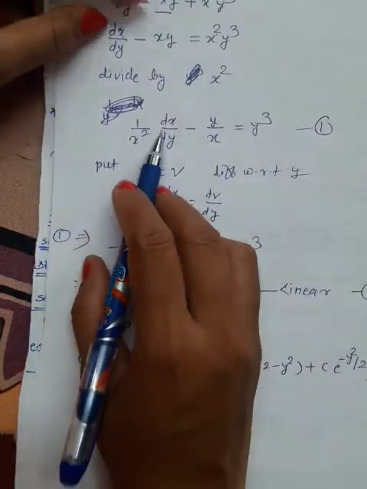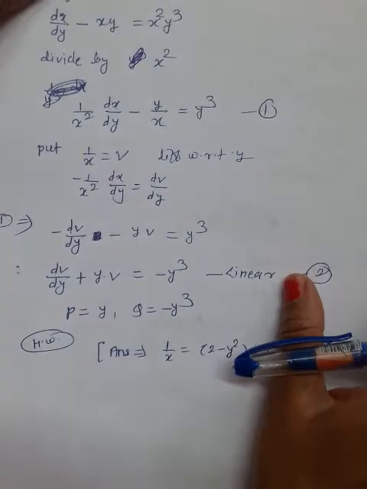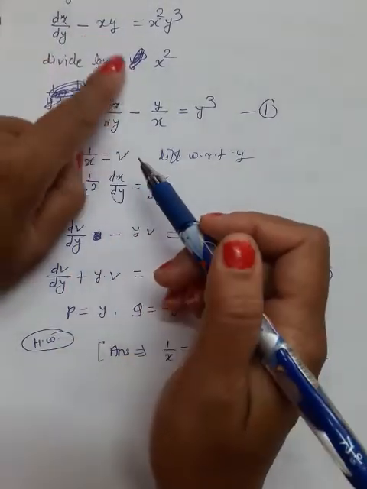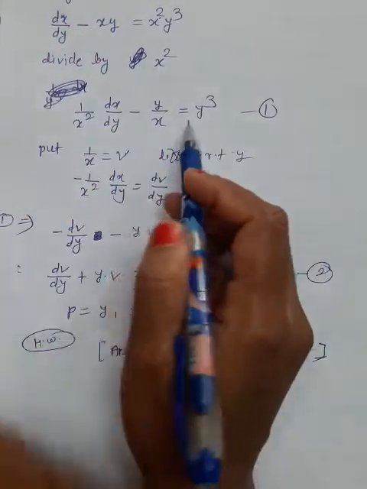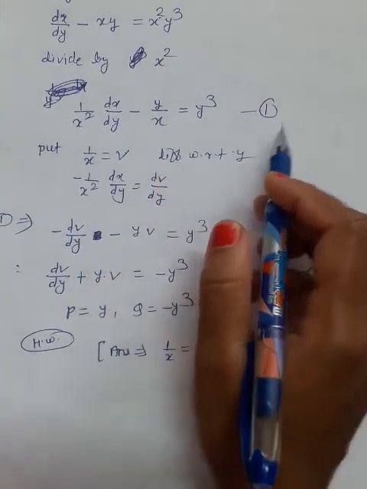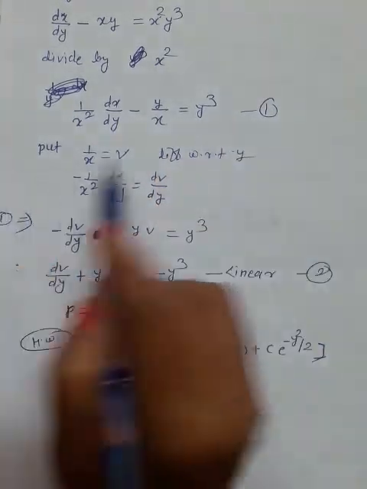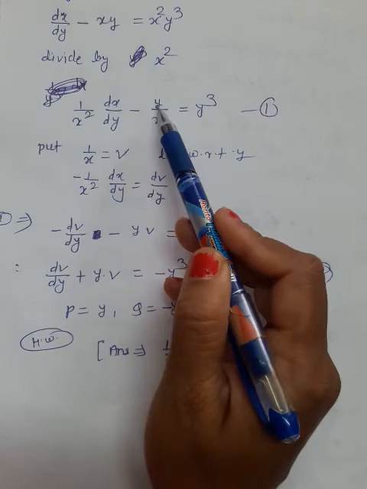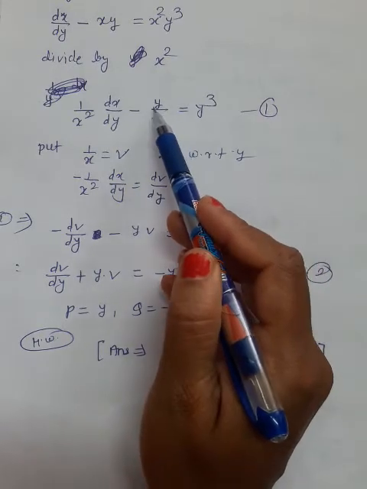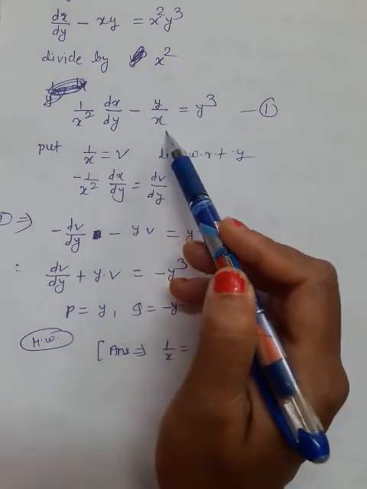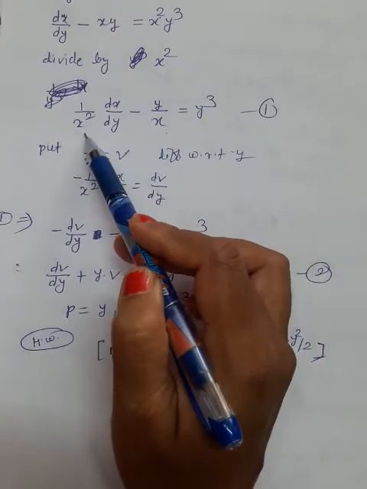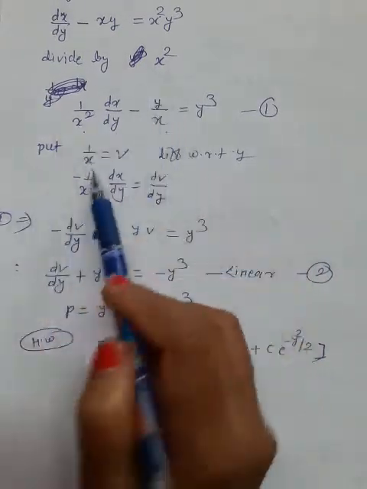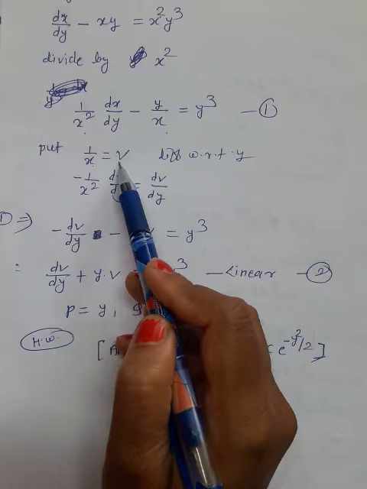Therefore, divide by x square, what we get? 1 upon x square dx by dy is equal to, 1 x gets cancelled, y upon this 1 x remains, is equal to y cube. Call that equation number 1. Now, if you observe, the coefficient of this y is 1 upon x, whose derivative is minus 1 by x square. That's why our substitution will be 1 upon x is equal to v.